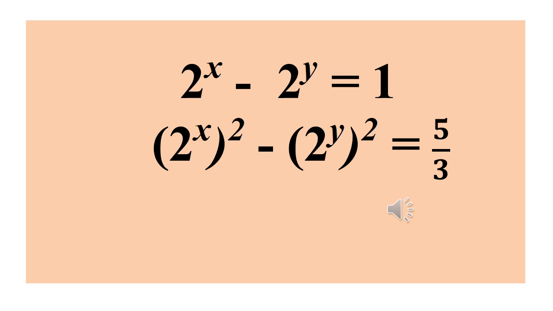So we are still going to simplify equation 2 further. We want to factor out 2 raised to power x and 2 raised to power y. If we bring out 2 raised to power x, then the exponent 2 will go out, and the same for 2 raised to power y. So for equation 1, we have 2 raised to power x minus 2 raised to power y equals 1. Then for equation 2, we have (2 raised to power x) squared minus (2 raised to power y) squared equals 5 over 3.